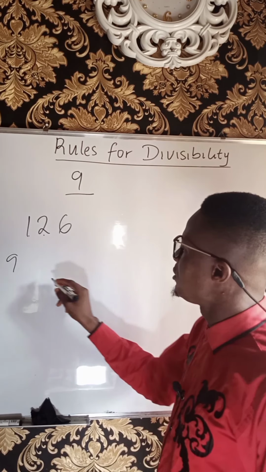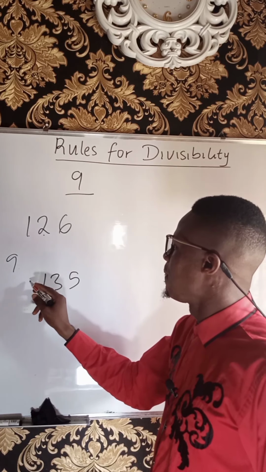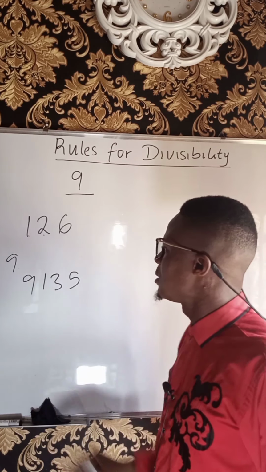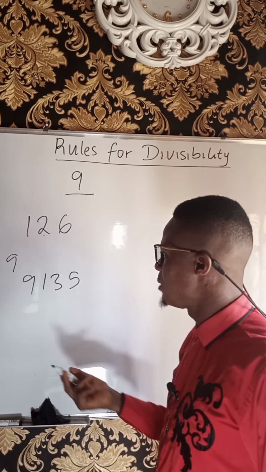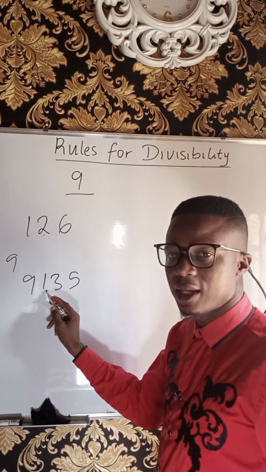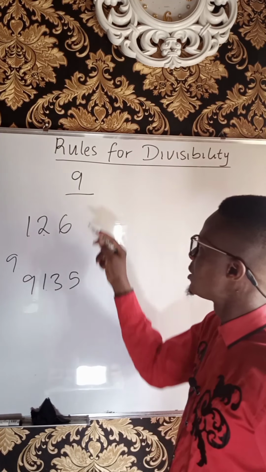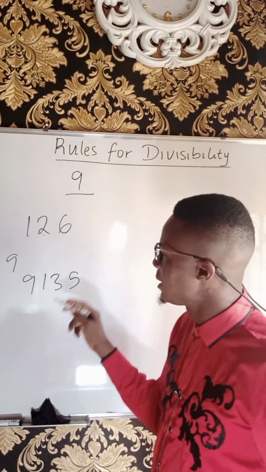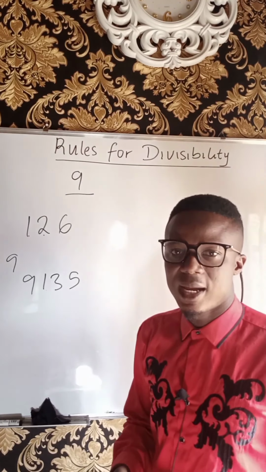The same thing, if you check 135 also, or I can say 9135. If you want to check if it is divisible by 9, you add 9 plus 1 is 10, plus 3 is 13, plus 5 is 18. And of course, 9 can divide 18. And since 9 can divide 18, it means that this number is divisible by 9.